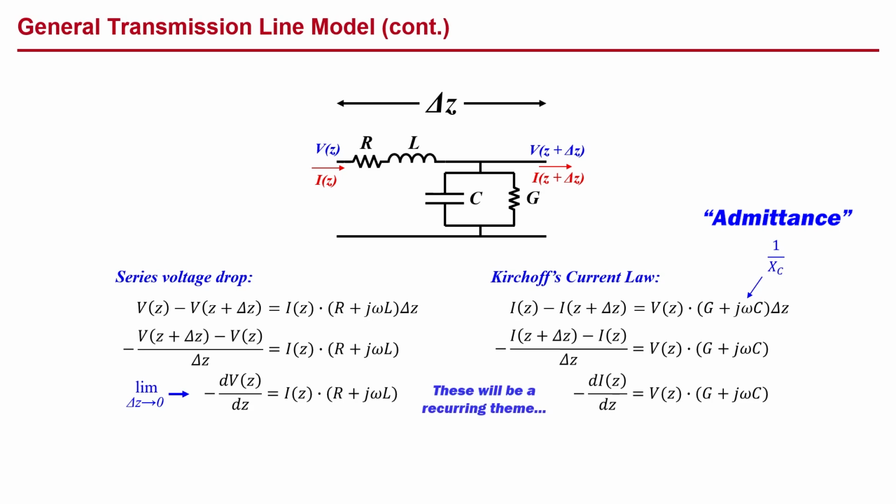This pair of equations will be a recurring theme in the rest of this session, and they are worth taking a moment to internalize. And they make intuitive sense. The spatial derivative of potential at a point on the line equals the current at that point times the series impedance terms, and the spatial derivative of the current at a point on the line equals the potential at that point multiplied by the shunt admittance terms. They really are just localized versions of voltage drop and Kirchhoff's current law.